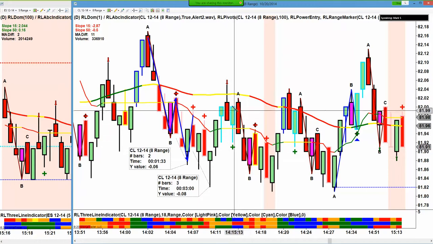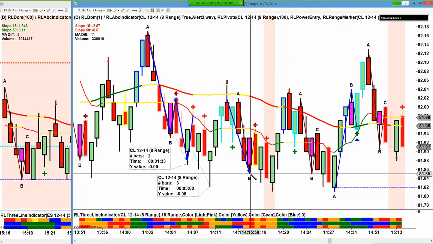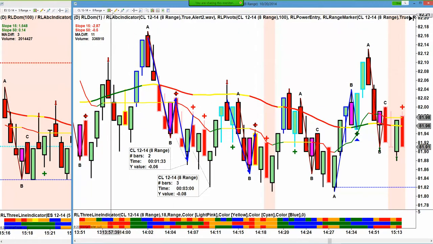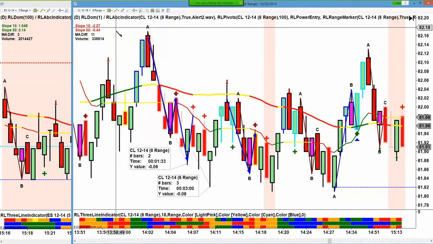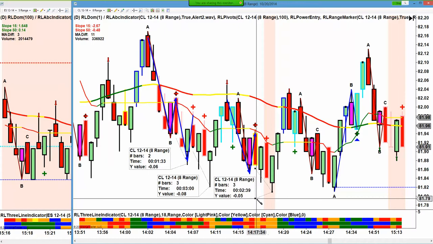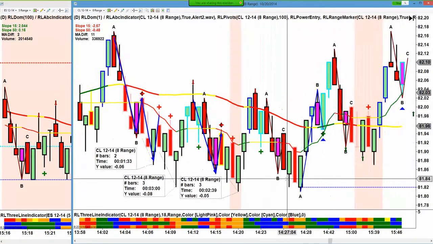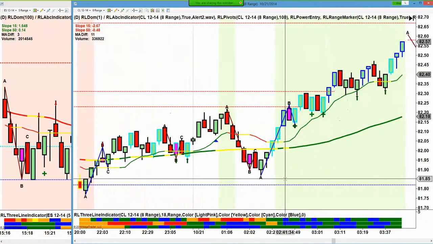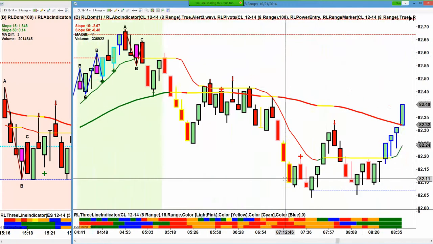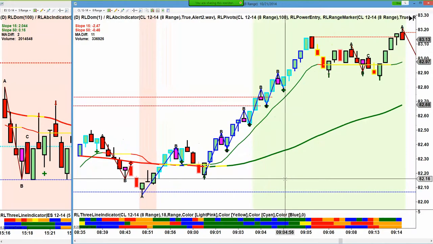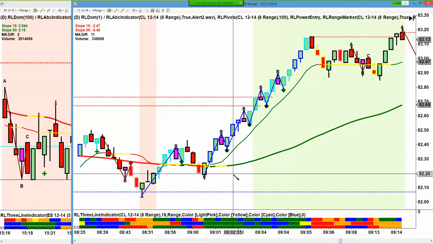Here it is again. Break, retracement. Five ticks, our first target, and another winner. And we can go to another day, start over again, and do it again. And here's our first trade.